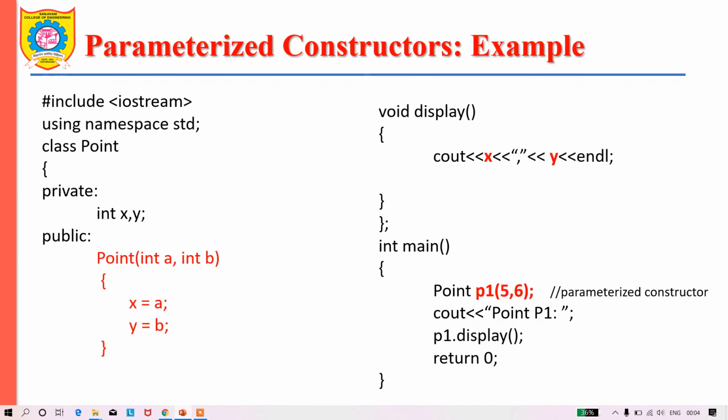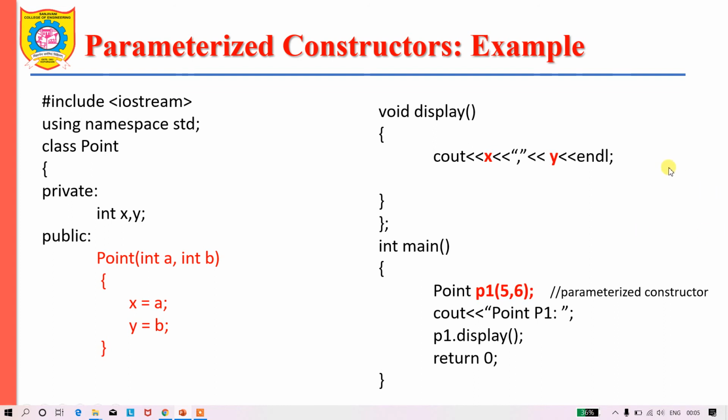Now let us see an example of a parameterized constructor. Here I have a class point which has two data members, x and y, of type integer. Now this is my parameterized constructor which has two parameters, a and b. I am assigning the value of a to x and the value of b to y. So this is the definition of my parameterized constructor. I have one more member function here, the display member function, which will help me display the values of x and y. Now let us move towards the main function.